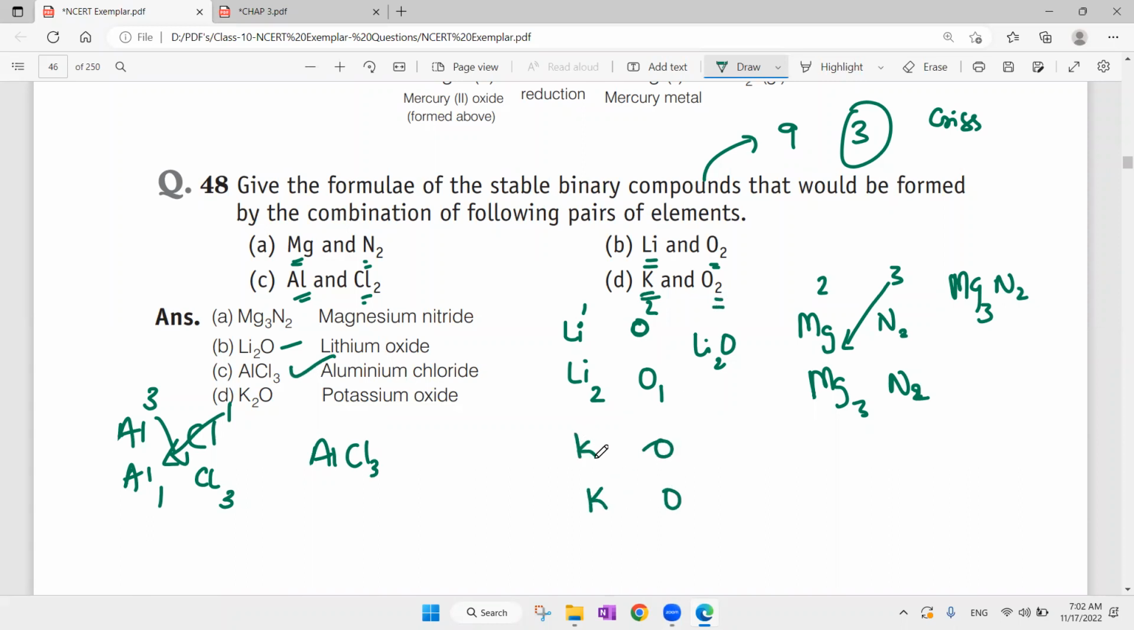KO. Sorry, sodium, magnesium, chlorine, argon, potassium. Argon is 18, potassium is 19. 19 means valency is 1. Oxygen, atomic number is 8. Valency is 2. 2 goes to potassium, K2. 1 goes to oxygen, O1. It becomes K2O. Done.